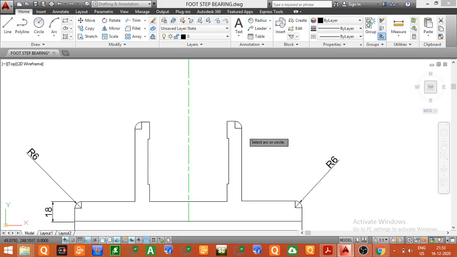Now we will use the radius. You can see here radius 6 mm. Again I am giving the radius as 6 mm. Now in the next step we will draw the curve at this corner on the right hand side and this corner on the left hand side.